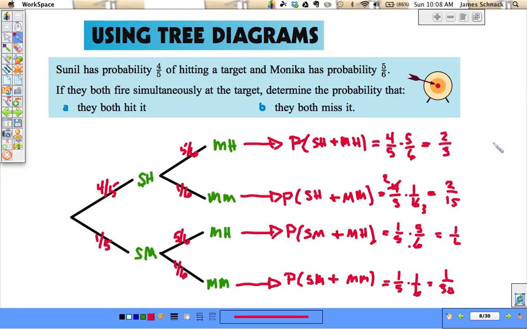And now here's the cool thing. If I take all these probabilities that I just found and add them, the sum equals 1. If we've done this right, if we've listed our sample space correctly with the tree diagram and labeled the branches correctly, it should be showing every possible thing that could happen. So if we add up all the probabilities, they better equal 1.